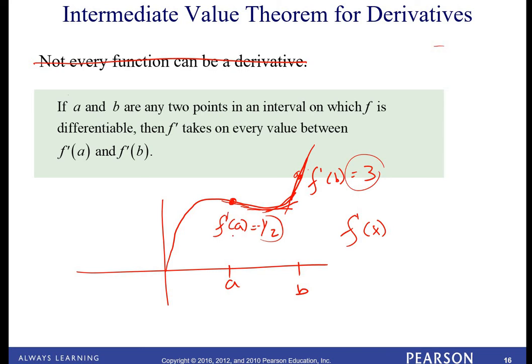So if you know that f prime of A is negative 1/2, and you know that f prime of B is 3, you know that somewhere in between here there is a point that has a derivative of, say, 2, or 0, or negative 1/8, or 1/10. So you can find some values knowing what the derivatives are at certain points on the graph. And again, this is if every point is differentiable, in other words, the function is smooth and continuous. And that will be it for this slide.